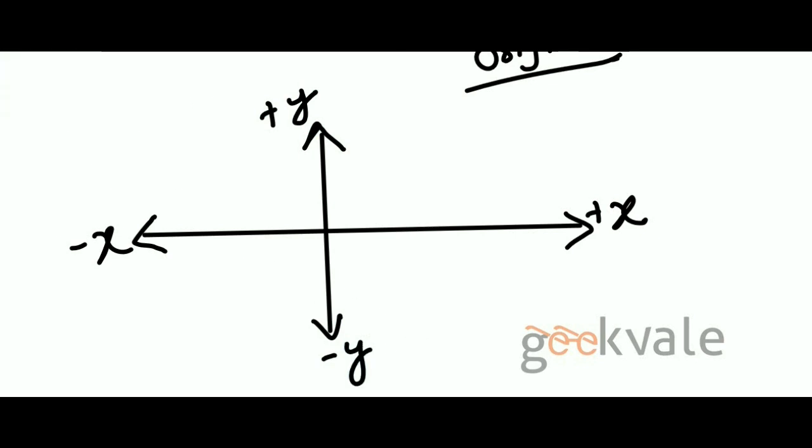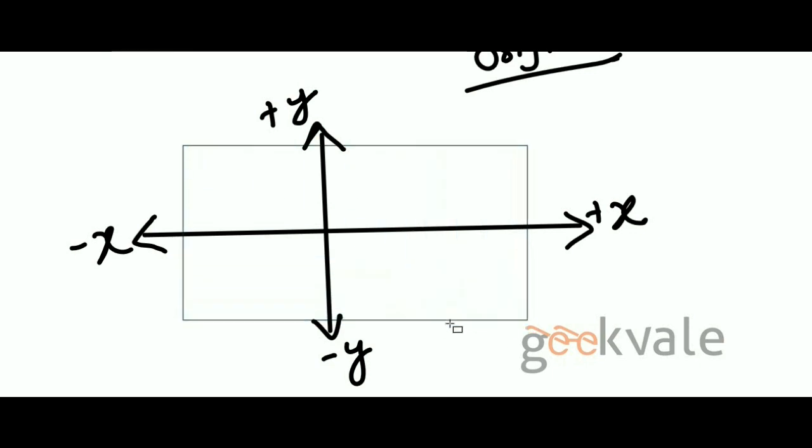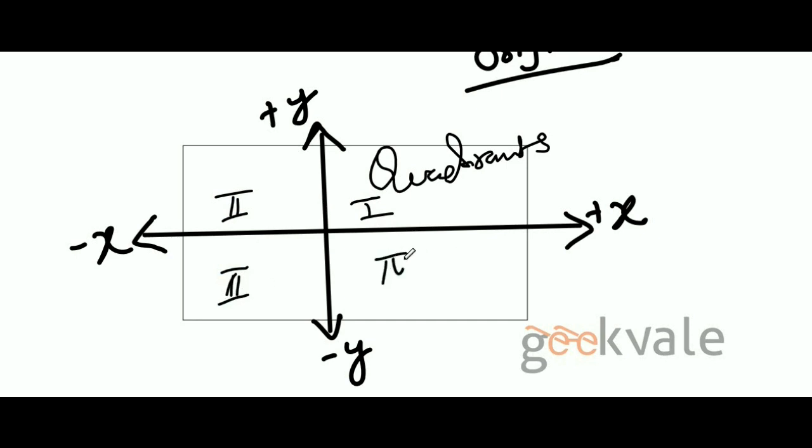If you look closer, can you see there are 4 regions? Right? Isn't there? And that's what we call quadrants. Now this one is called the first quadrant. This is what you call the second quadrant, third, and fourth.